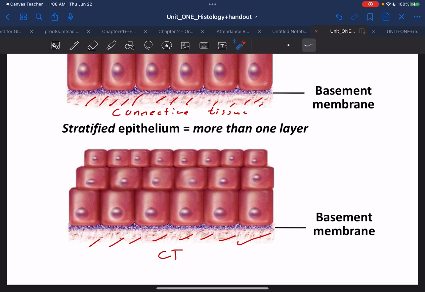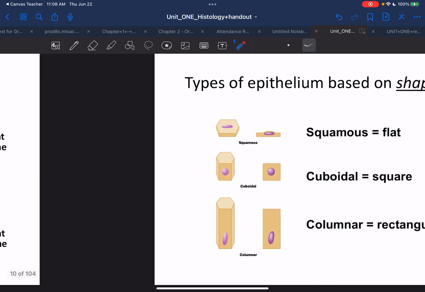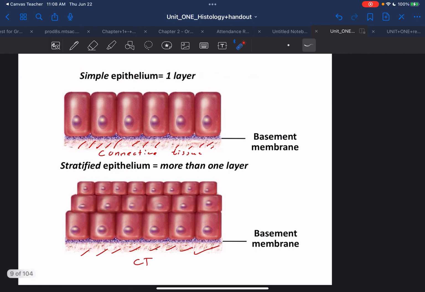But remember, there's only one basement membrane at the lowest layer. There's not a basement membrane here. There isn't one here, and there won't be another one. There is only one basement membrane anchoring the entire stack of stratified tissues. And so that's one aspect, right? We said that they're named after their layering, and so simple and stratified. So we have to know those words.